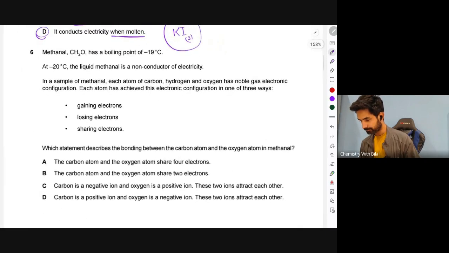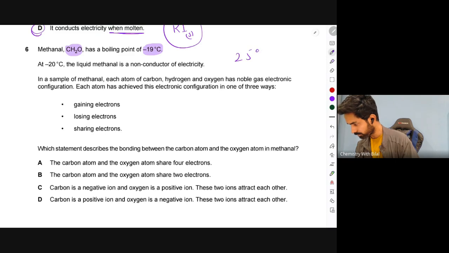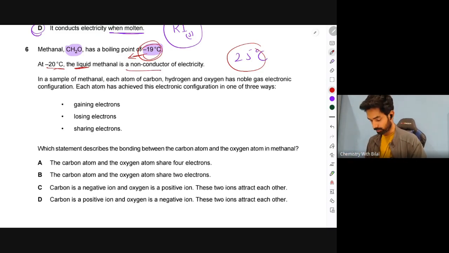Number 6. Methanol. CH3OH has a boiling point of -19, so it is a gas at room temperature, because room temperature is 25 degrees. So 25 degrees is higher than its boiling point. It must be a gas. At -20, of course, any temperature below -19, it will be a liquid. It is a non-conductor since it is covalent, it doesn't have any free electrons or ions to conduct electricity.